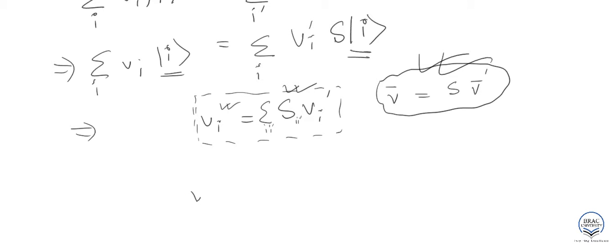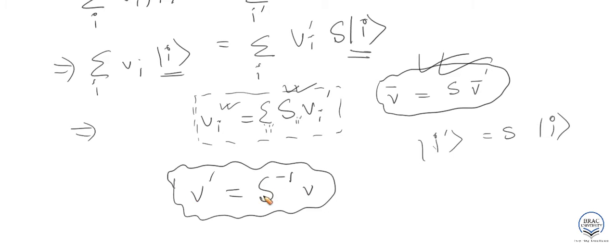So you can see that the components V prime will be actually related to S inverse first and then V. So the components transform in the opposite way to how the basis vectors transform, because the basis vectors transform in a manner like this, and the components are using the S inverse, assuming it exists.